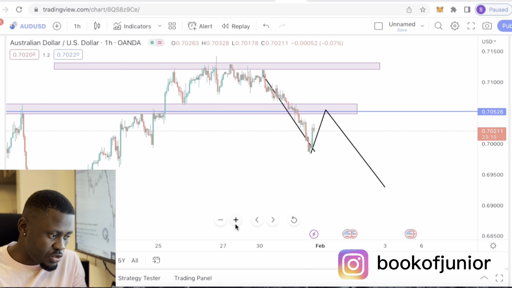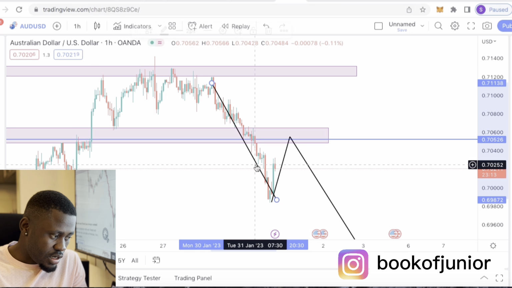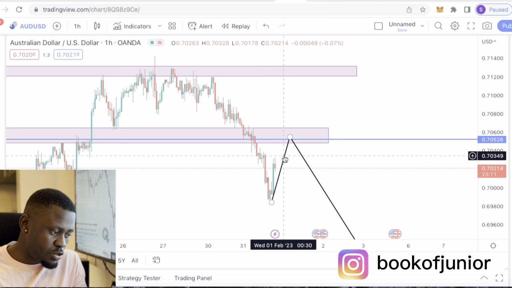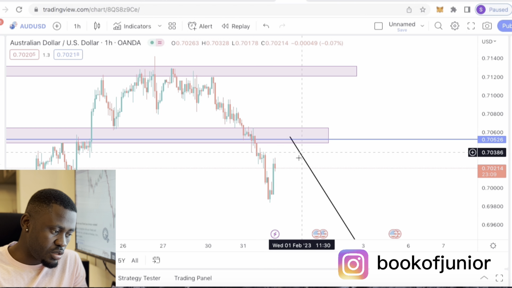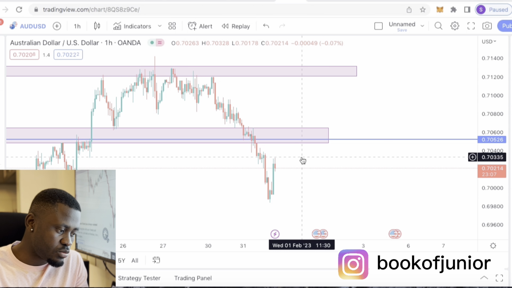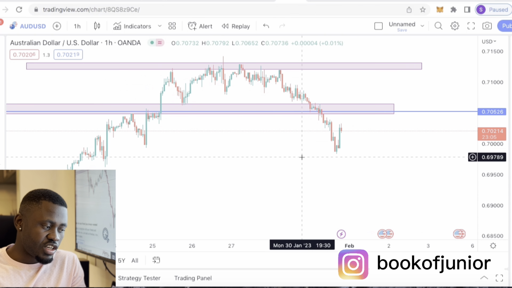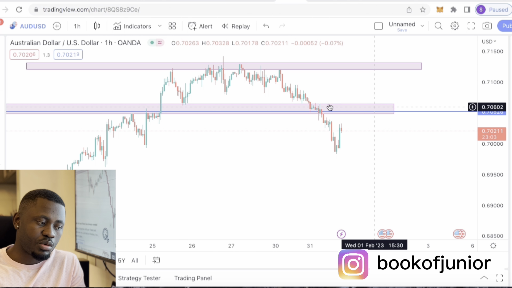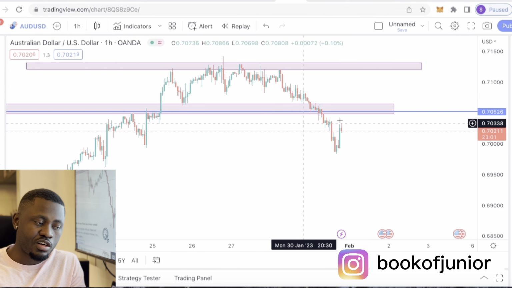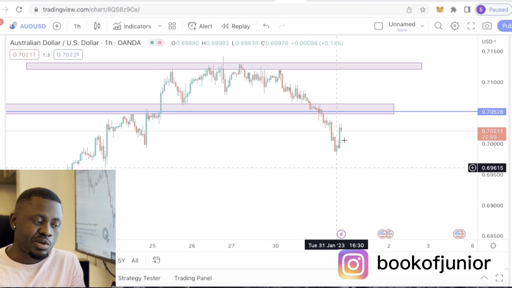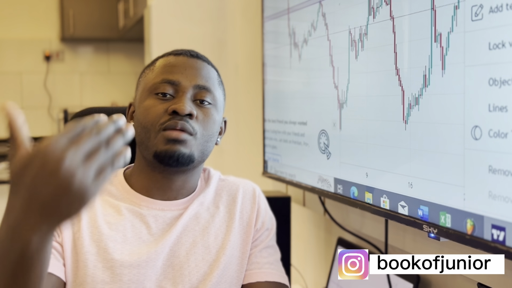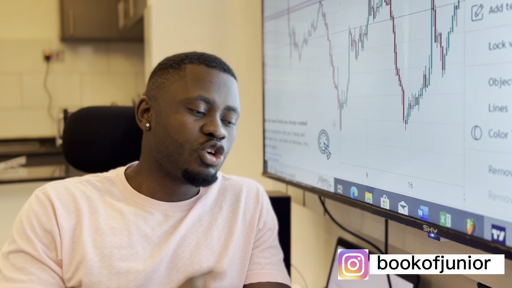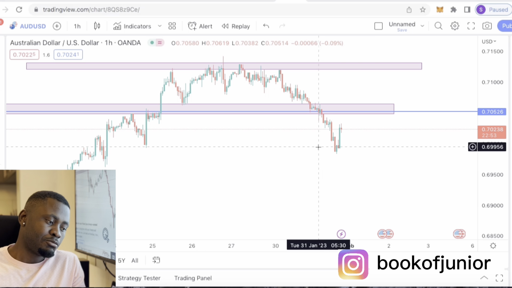So let me zoom in and you see these black lines that I've drawn here. I've shown you how price has been moving and where I expect price to come to. My area of interest, as you can see, I drew out this support level which was broken. Now it's acting as a resistance. This is where I expect price to come to. So you wait for price to come to you. Don't chase price, guys. Let price come to you.